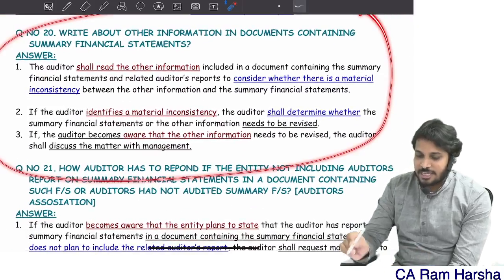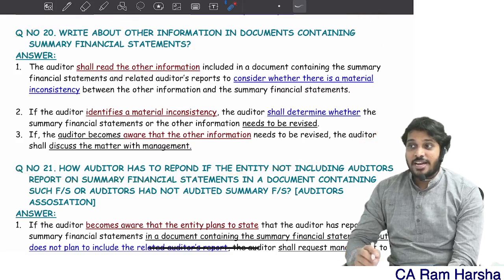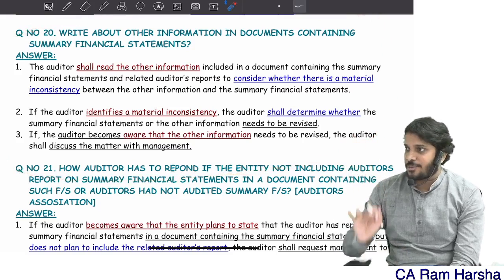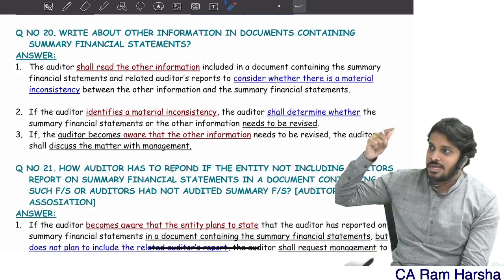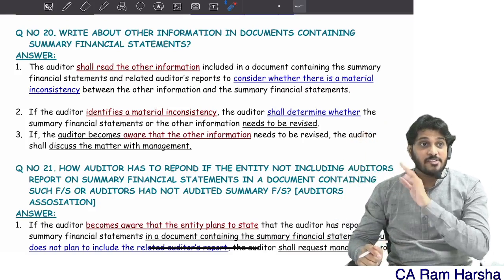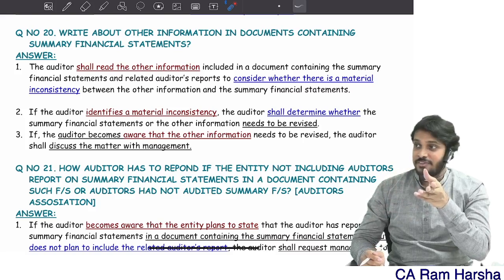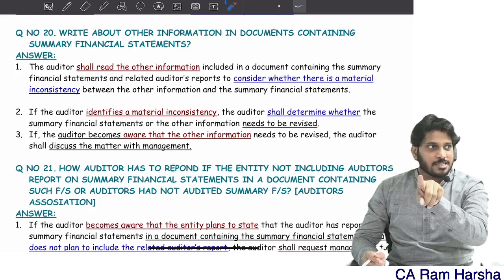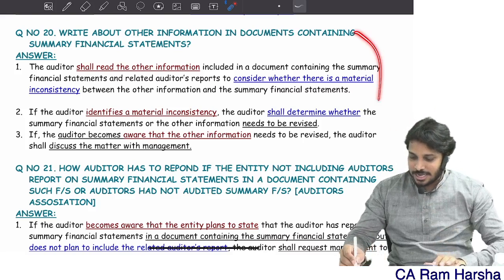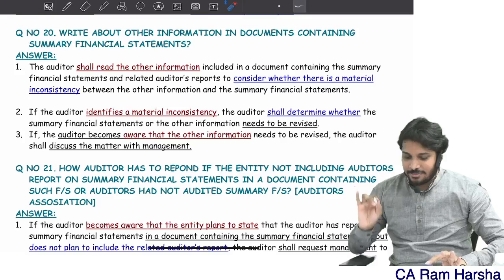What about other information? Suppose summary financial statements are published along with other information. Just like we have seen in 720, the same reporting applies here. See whether the other information is conflicting with the summary financials. If they are conflicting, where the misstatement is. Same 720 procedure, exactly copy-pasted, not that in depth.